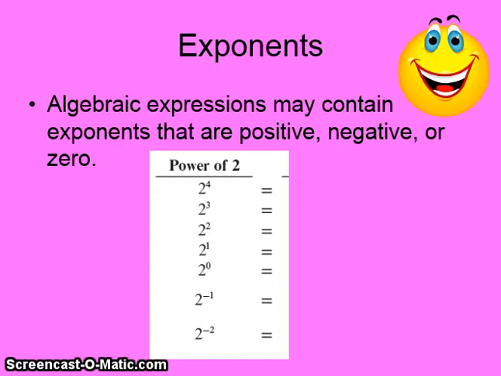Algebraic expressions can contain exponents that are positive, like the ones we worked with so far, negative, or zero, and these are new concepts that we're talking about in this specific lesson. So like powers of 2, you can have 2 to the 4th, 2 to the 3rd, 2 squared, 2 to the 1st, obviously. But you can also have 2 to the 0th power, or any number to the 0th power, or to the negative 1st, or to the negative 2nd.